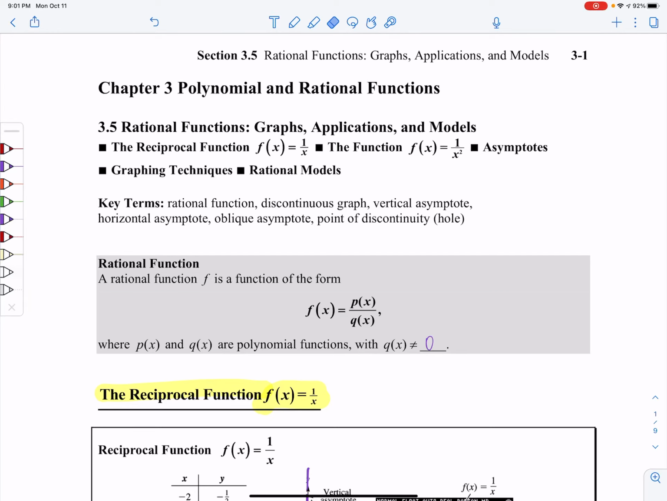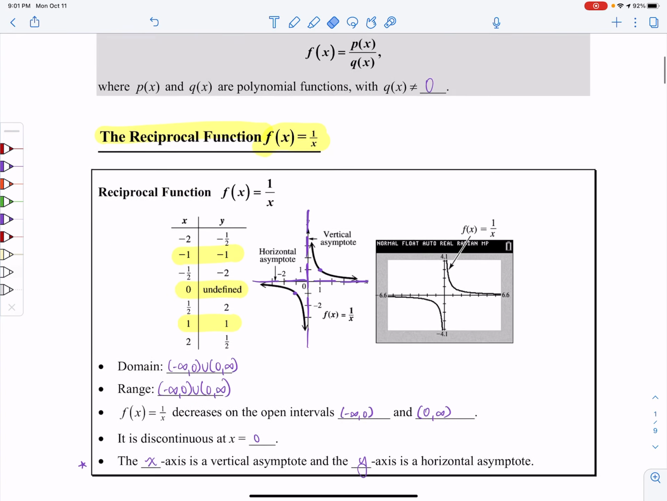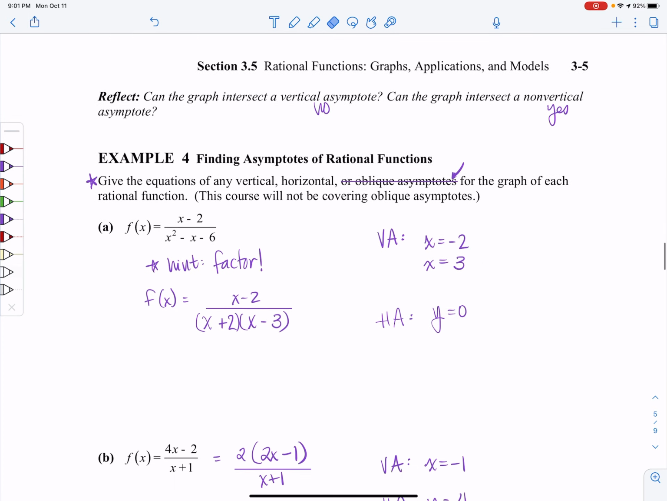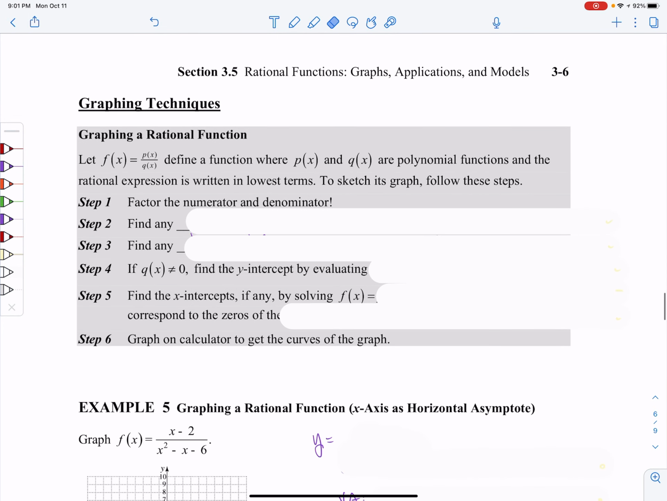All right, we're still in section 3.5. This is the fourth and final video in this section. If you'll go all the way down, we're going to be talking about graphing techniques. We want to graph our rational functions. So I've got some steps here for you to help you out.